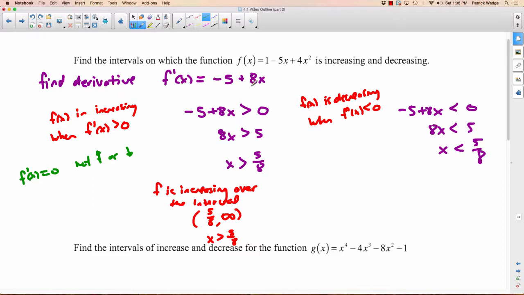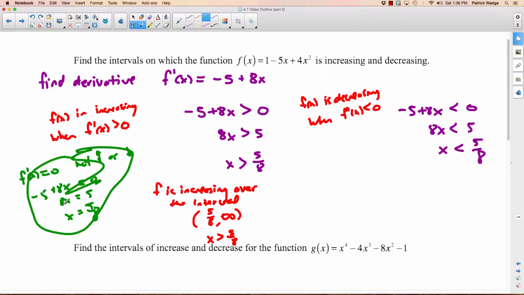So we could have done that by doing negative 5 plus 8x. Don't know why I'm doing this, we're doing it next day. We could have solved that, 8x equals 5, x equals 5 over 8. This is where it's neither increasing or decreasing. This is where the tangent line is a horizontal line. We'll get to that next day, okay?